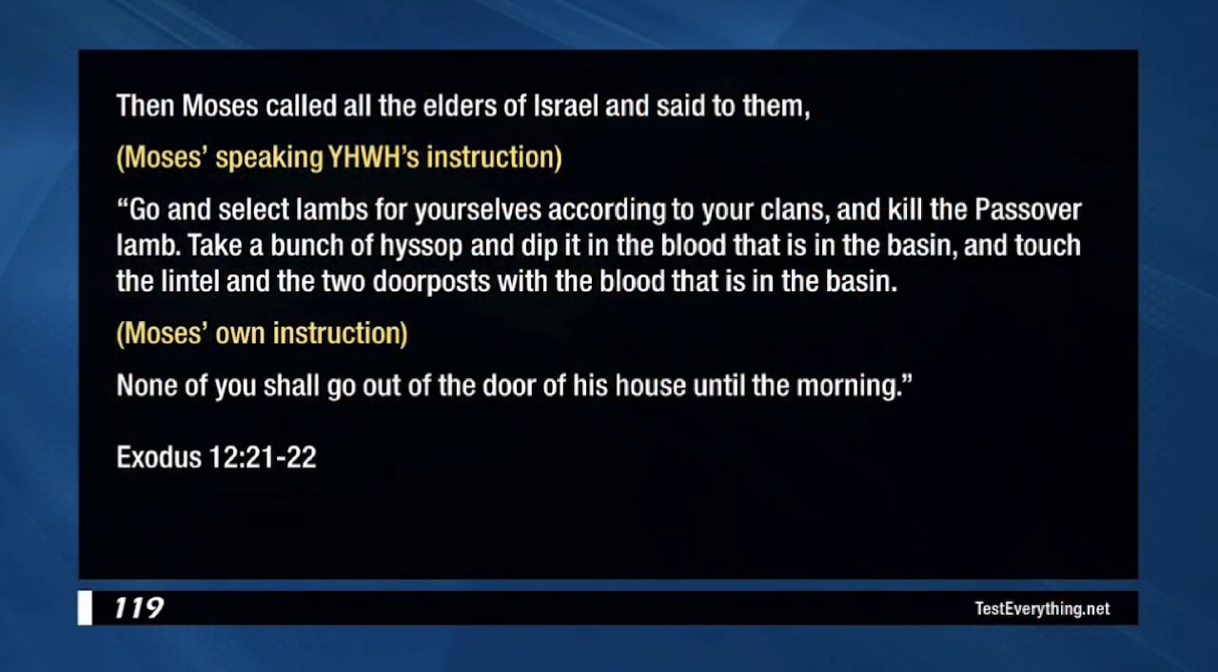So why could Moses and Aaron leave? Did Moses and Aaron break a commandment from Yahweh? No, of course not. The answer is in Exodus chapter 12, verses 21 through 22.